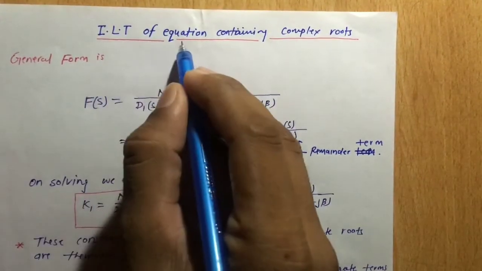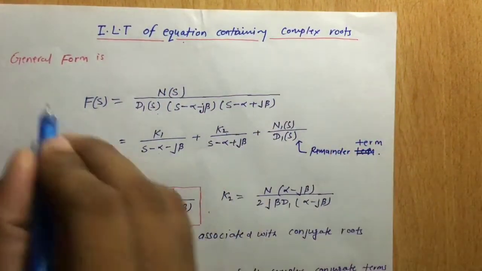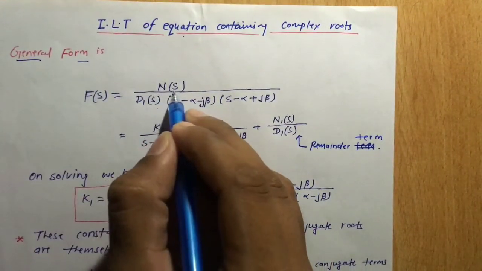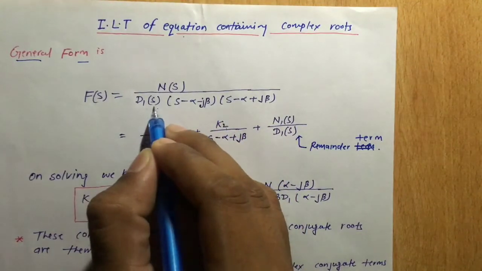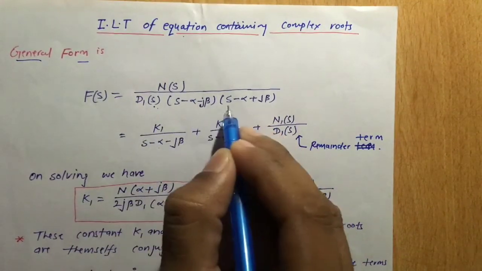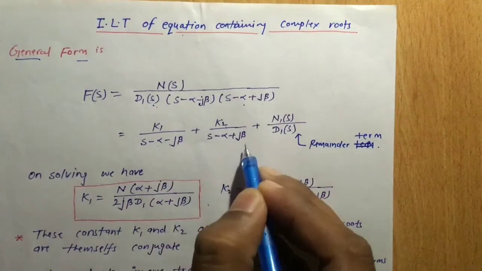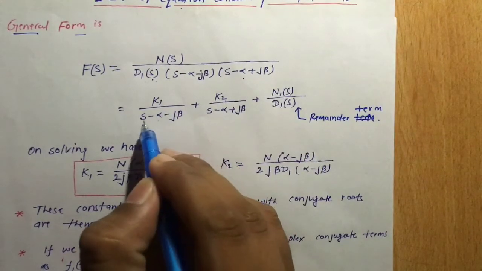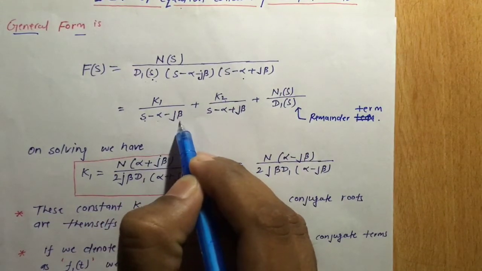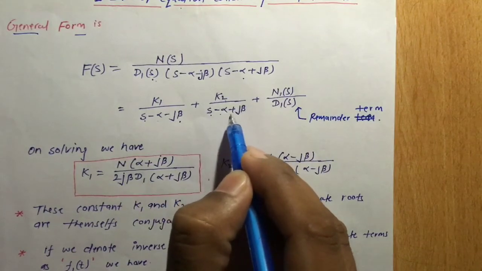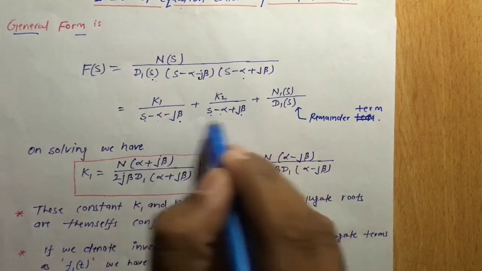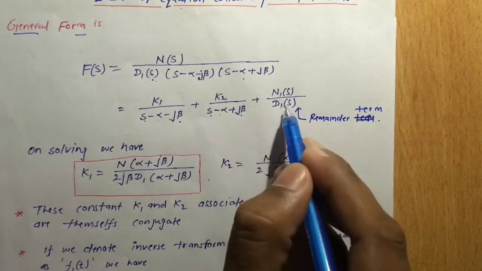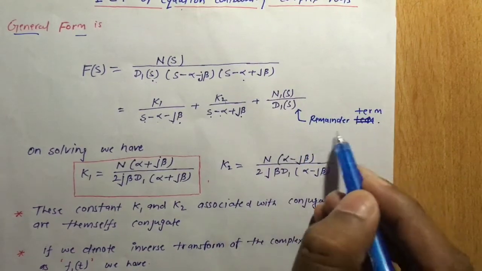Inverse Laplace transform of an equation containing complex roots. This type of equation has the general form N(s) over D1(s), and the multiplication of complex roots. We can separate this part as K1 over (s minus alpha minus j beta) and its conjugate form, K2 over (s minus alpha plus j beta). These are conjugates, meaning the imaginary parts have different signs, plus N1(s) by D1(s). These are remainder terms.